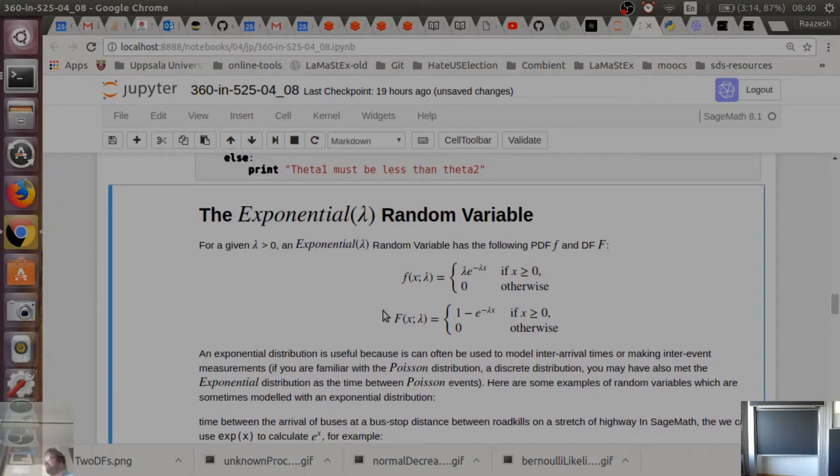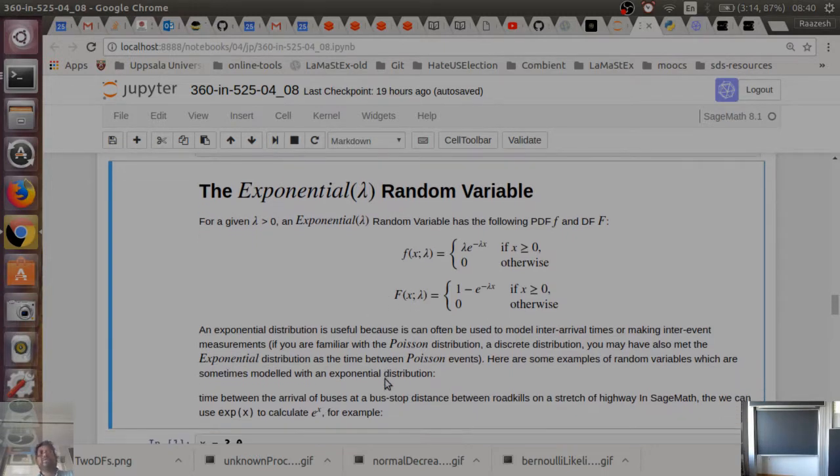Its density has parameter lambda after the semicolon, and it's given by lambda e to the minus lambda x for every non-negative value of x. So that's the realizations of the random variable. And then lambda itself, the parameter, has to be strictly greater than 0. This is called the rate parameter. And its distribution function, by integrating that from negative infinity to x, for positive x, is 1 minus e to the minus lambda x. So that's straightforward to invert.